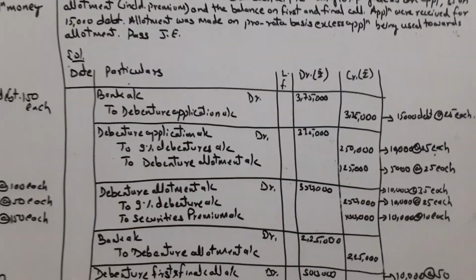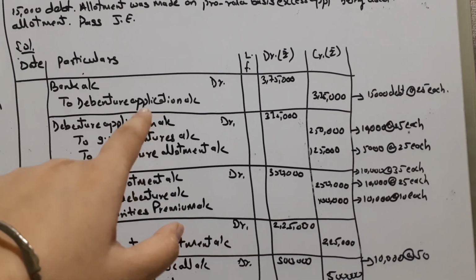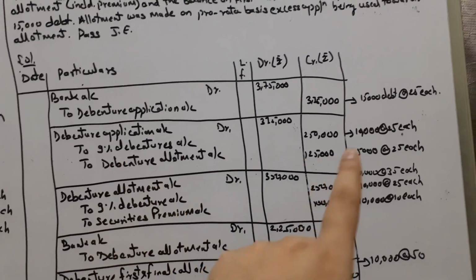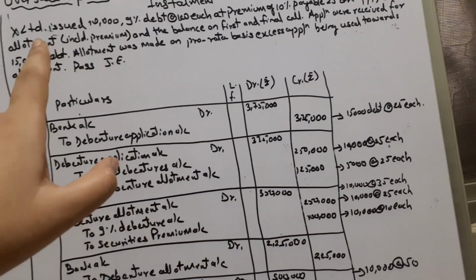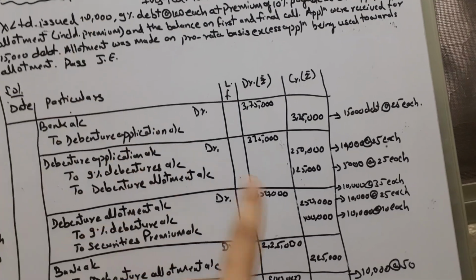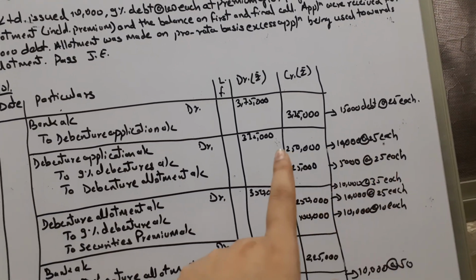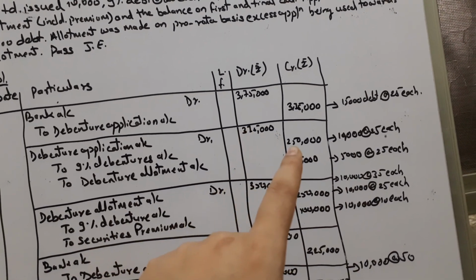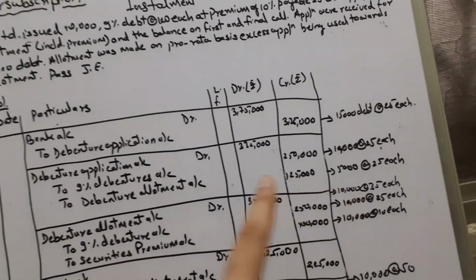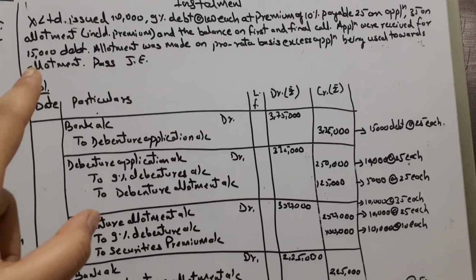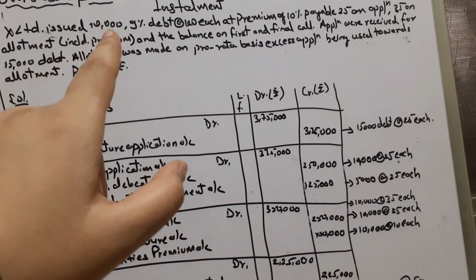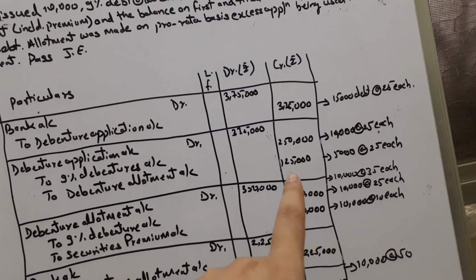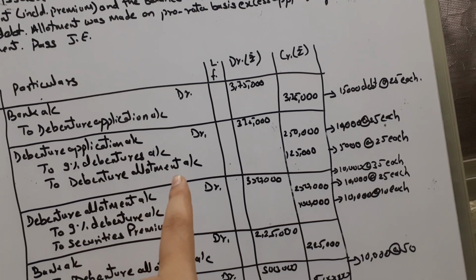So the excess amount has been adjusted towards allotment. Let's see. Debenture application amount. This amount in the first entry is 3,75,000. The entire amount will be debited here. Now to 9% debentures account, total issued is 10,000 debentures. So this 10,000 multiplied with 25 gives you 2,50,000. So to debentures allotment account, the balancing amount is 3,75,000 minus 2,50,000, or you can say total debentures received 15,000 minus 10,000 is 5,000. So 5,000 multiplied with 25.